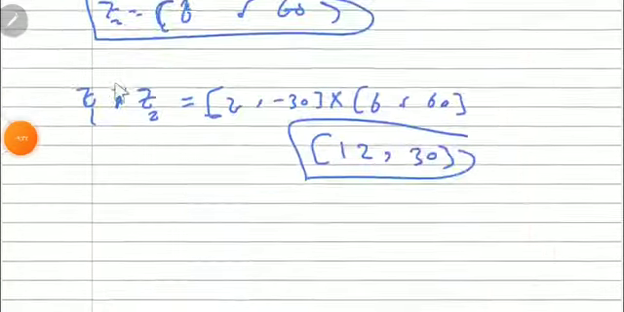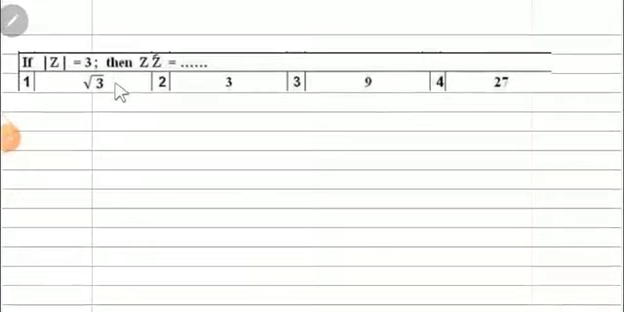The last question. If the length of Z equals 3, as a given, and then Z1 multiplied by Z2 equals. We have something to remind you here. I know it's all in your mind, but I'm going to remind you.